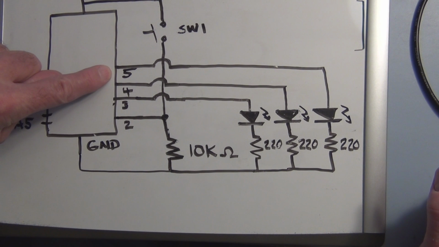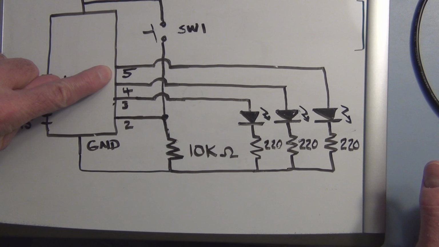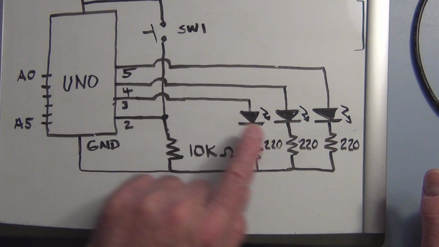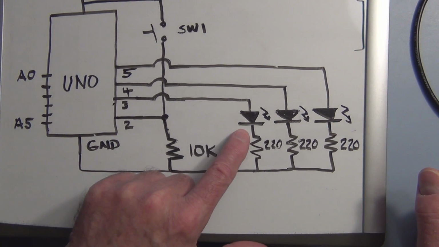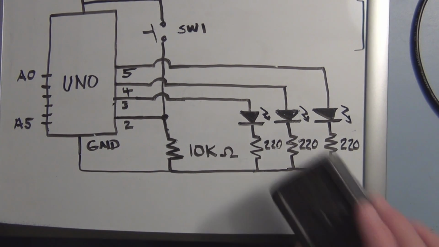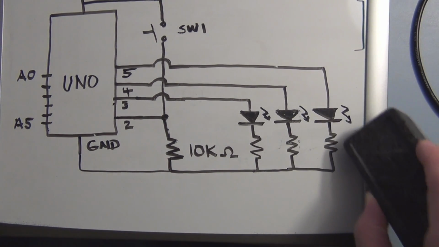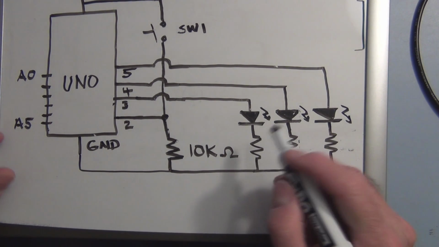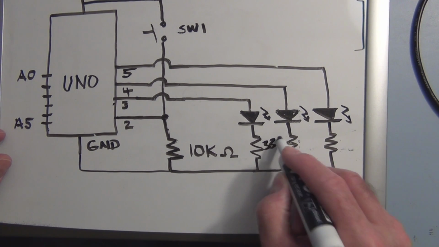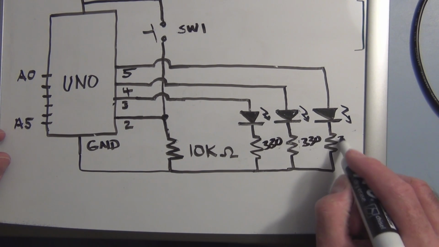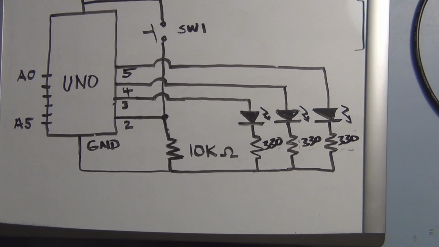Pins 3, 4, and 5 are going to be designated as digital outputs, and they will be connected to the anodes of 3 LEDs and then the cathode of each of those LEDs. In my case, I found a 330 ohm resistor, so we'll take these, and these, we'll change them to 330 ohms, like so. And then those all go to a ground connection.